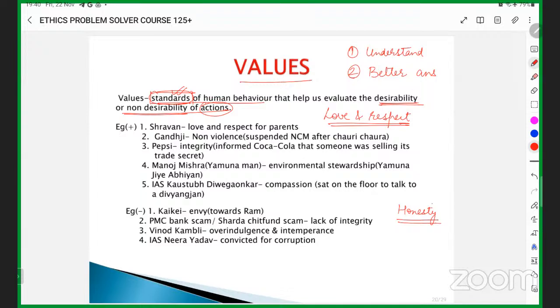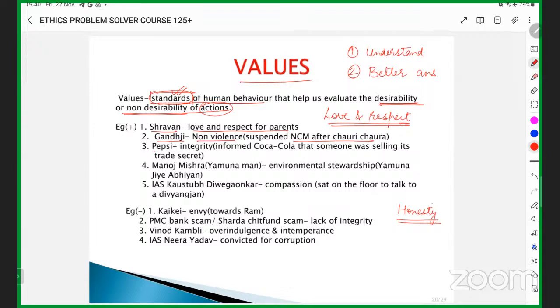I'm repeating once again, values are the standards based on which the desirability or non-desirability of your actions is decided. Now let's look into certain examples which we can write in the examination from the ancient times or from the time of Ramayana. The example of Shravan, love and respect for parents. Gandhiji, non-violence, as he suspended the non-cooperation movement due to the Chauri Chaura incident.